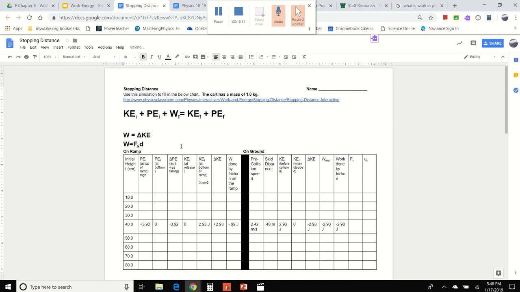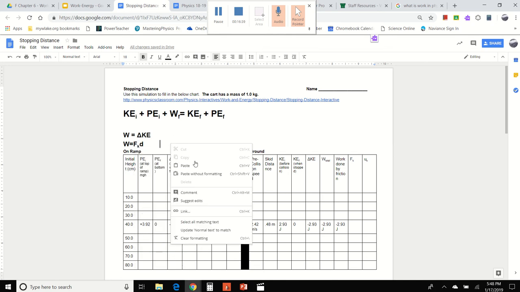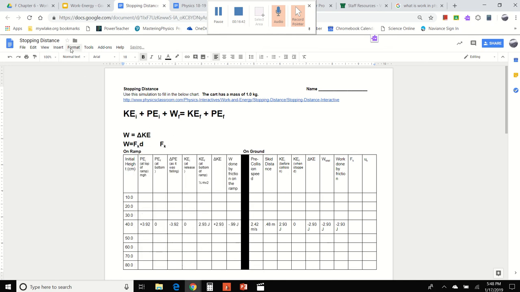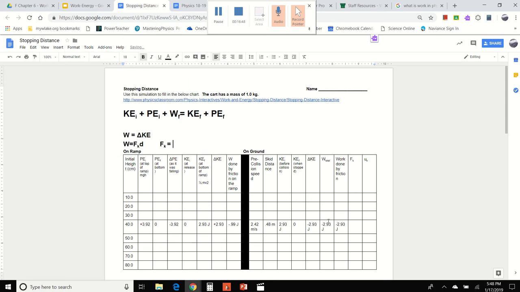And solving that equation for the force of friction, it's just going to be the total work divided by the distance that the work was done over. So again, just doing the algebra there, W divided by D now. So to get this answer, it's just going to be the negative 2.93 divided by the skid distance, 0.48. So that gives us negative 6.1 newtons of force.